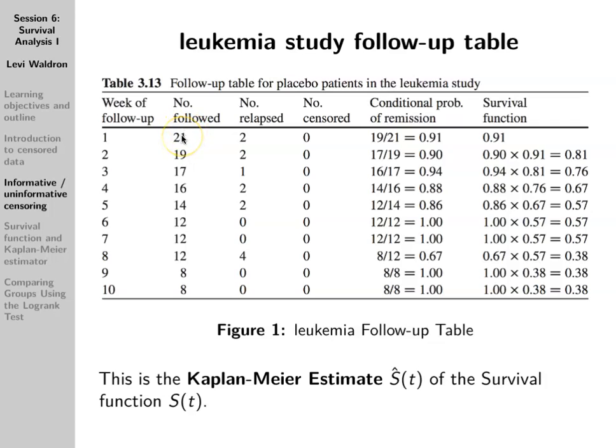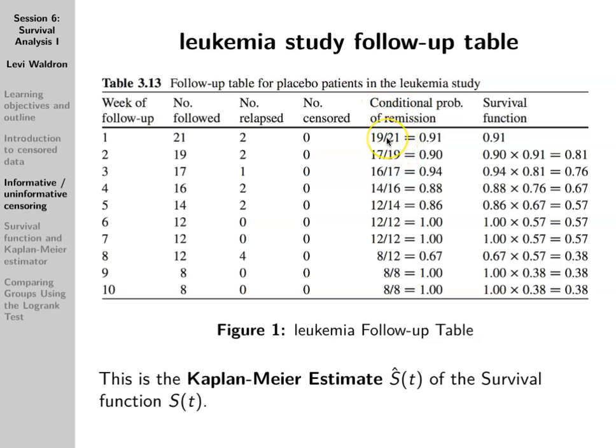This is the number of people who are at risk at each of these times. So we start out with 21 people in the placebo group, and then at week 1, there are the number who relapsed. There were none who were censored. And that's why the next week we have 19 people being followed.